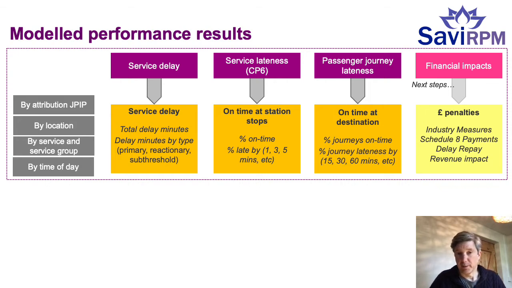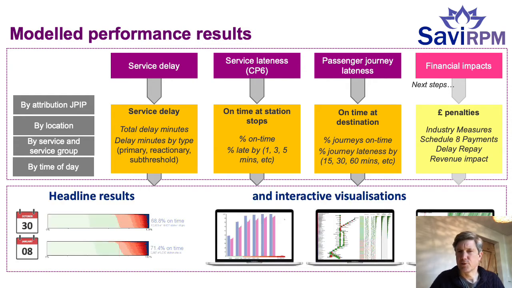Savi models passengers on their journeys, so it records their destination arrival times and therefore lateness. And we have plans to introduce financial impacts of delay and emissions. As I mentioned, Savi produces an awful lot of modelled result data. So we've partnered with City University of London, and they've created some very powerful interactive visualizations that are part of the Savi toolkit, which users can use to identify the causes of poor performance, the root causes, and understand how they can improve performance.